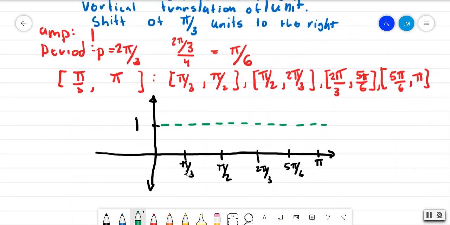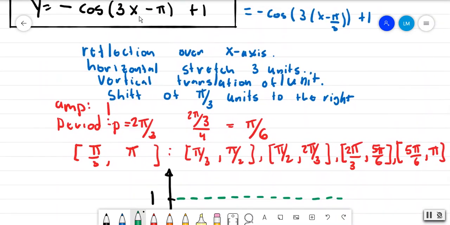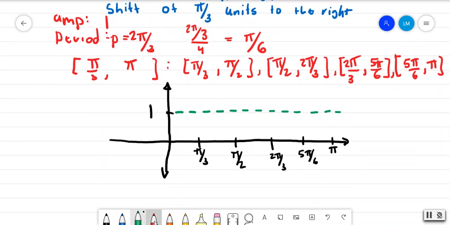Okay, this is kind of weird. The starting point would be pi over 3, but it's reflected, so it would be -1, but since it's translated by 1 unit, it's going to push it up to 0. We can actually verify this by plugging it into the equation: you get cosine of pi minus pi, which is cosine of 0, which is 1, but it's -1 plus 1, which is 0. So we're already off to an interesting start, as it's going to go through here at 0.